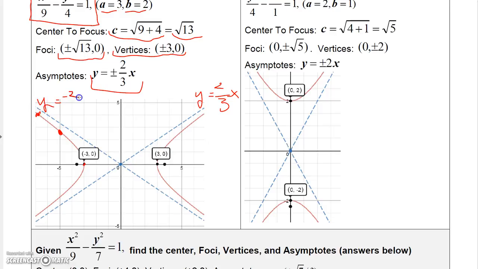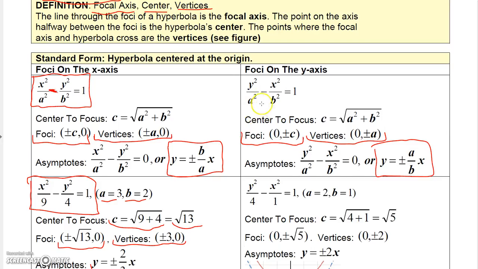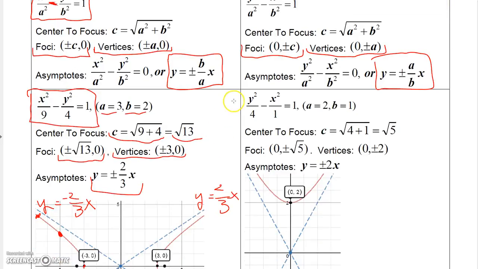And notice that as x gets larger or smaller, the graph of the hyperbola tends to get closer and closer to the lines. So you can see that those are actually slant asymptotes. So now let's look at one where the foci are on the y-axis. Well, that would mean that I have a y-squared term minus an x-squared term.